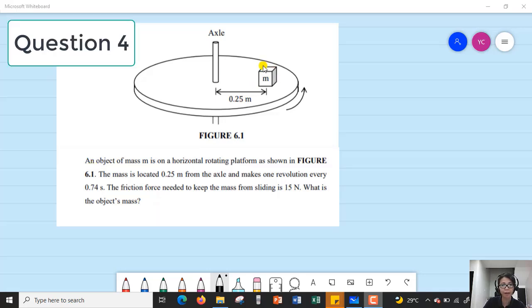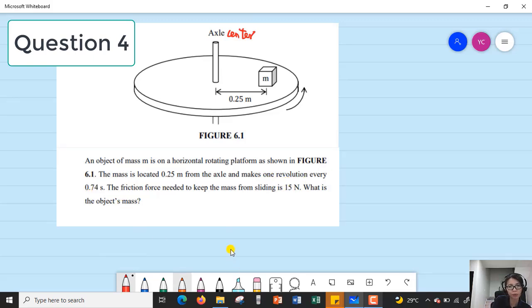An object of mass m is on a horizontal rotating platform. We place it on a rotating horizontal platform. The mass is located 0.25 meter from the axle, so the axle will be the center, and it makes one revolution every 0.75 seconds.